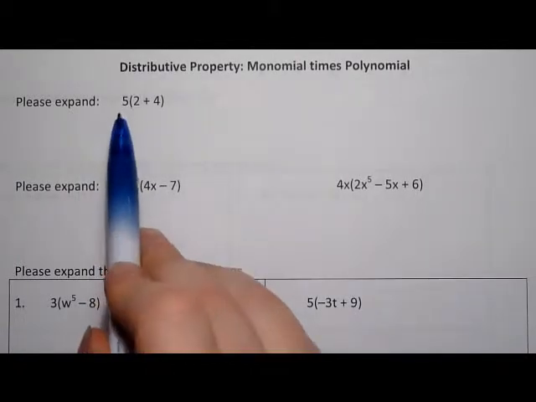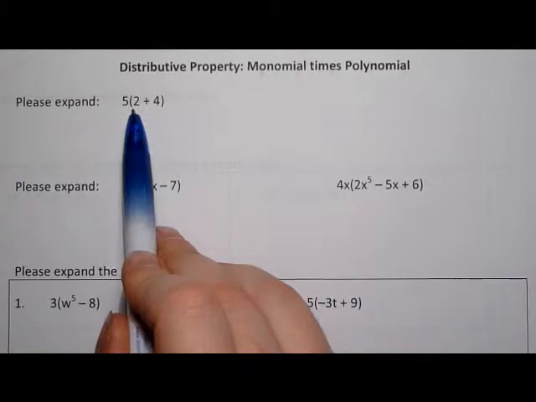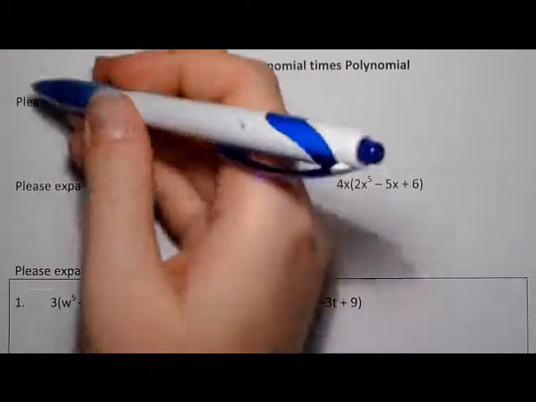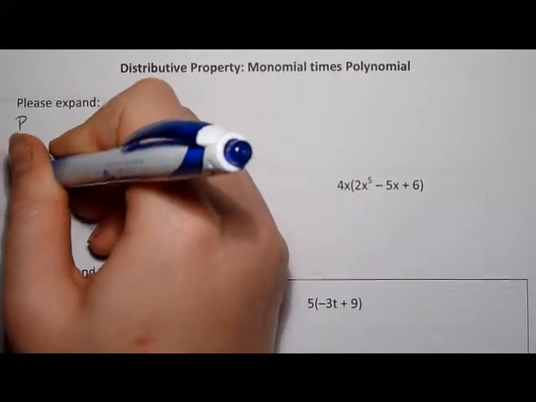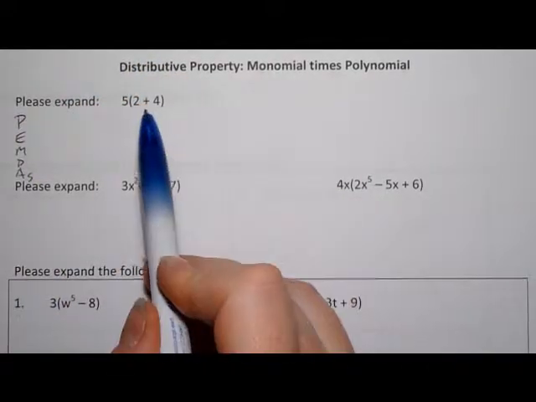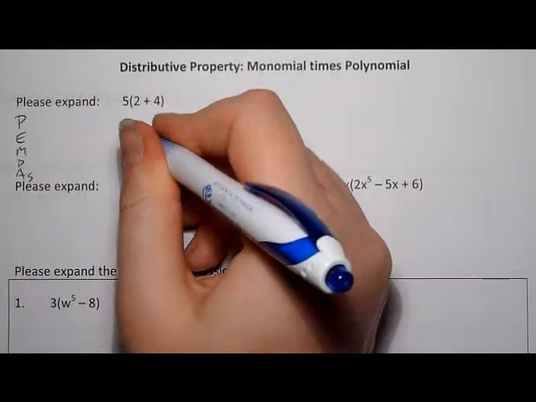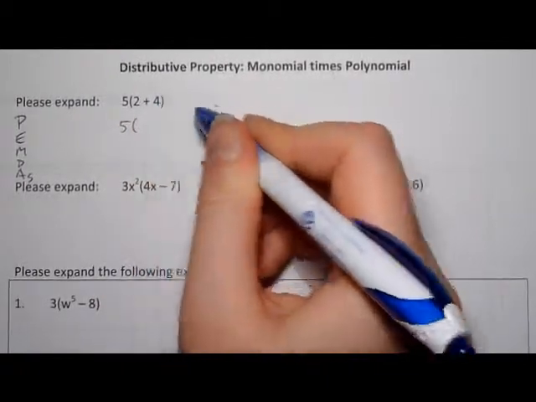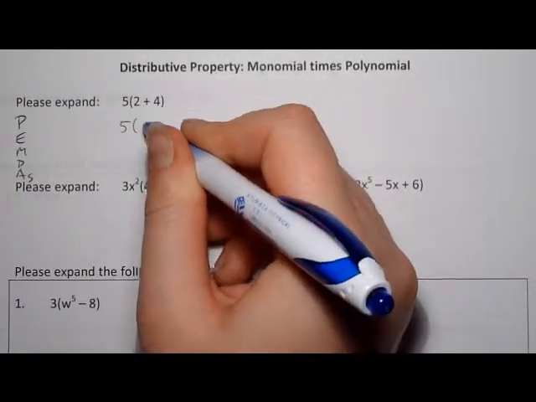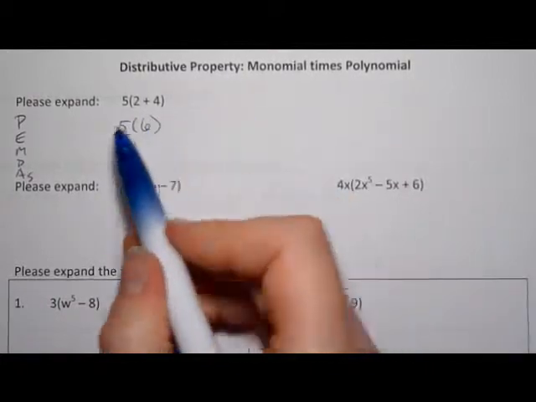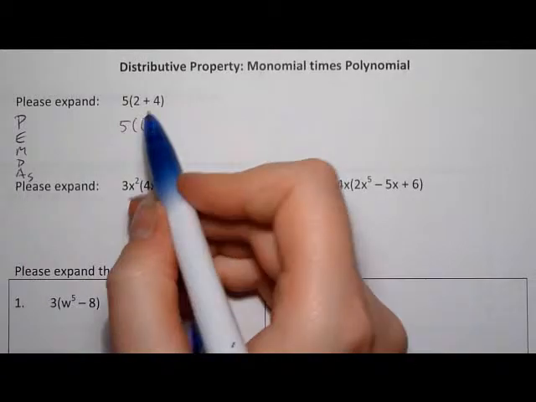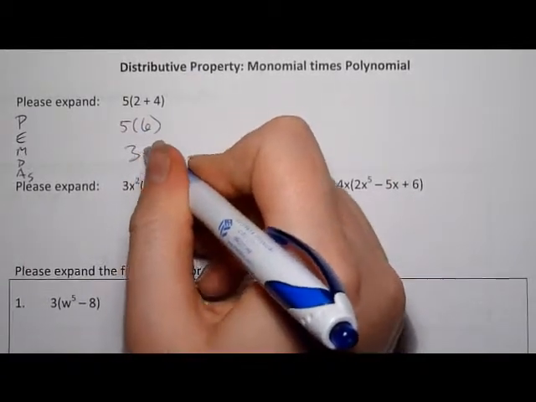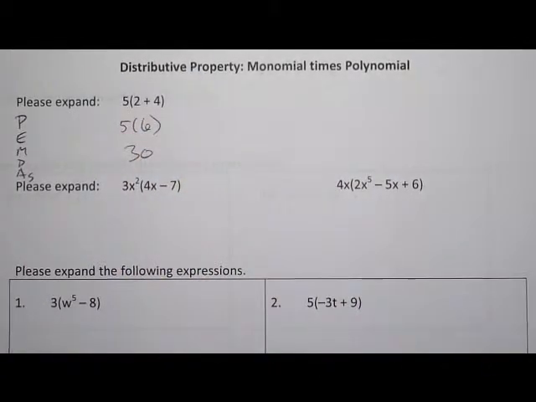If you were given an expression such as 5 times parentheses 2 plus 4, you would immediately think of PEMDAS, your order of operations, and say that I'm going to do my parentheses first. So I have 5 times, and 2 plus 4 inside the parentheses adds up to 6. After I do my parentheses, I look for exponents. There are no exponents, so I do my multiplication, and 5 times 6 is 30. That's very easy to do.